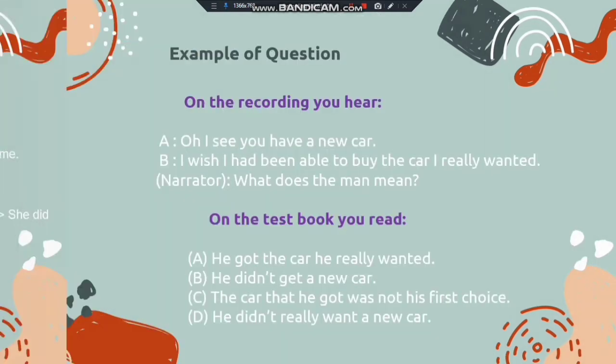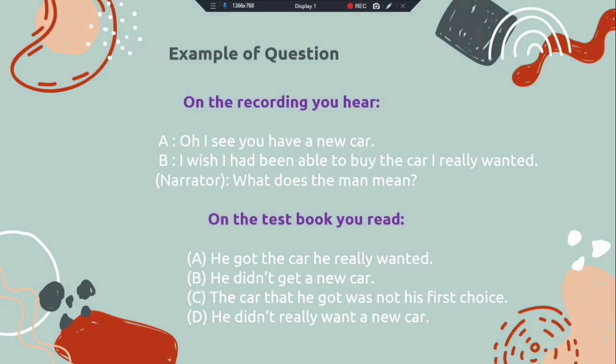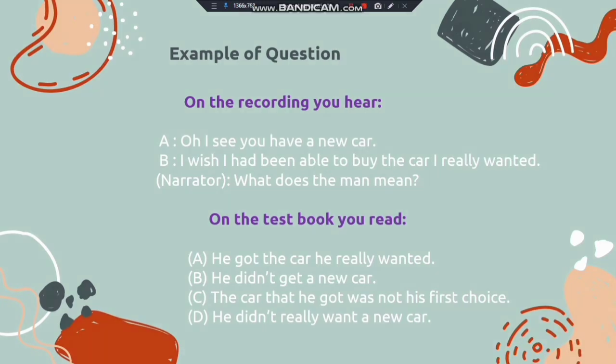Here I will show you an example of the question. For this question, do you know the correct answer? So the clue is, "I wish I had been able to buy the car I really wanted." So now, think about the opposite meaning of that statement. Yeah, the opposite meaning of this statement is in option C. The car that he got was not his first choice.